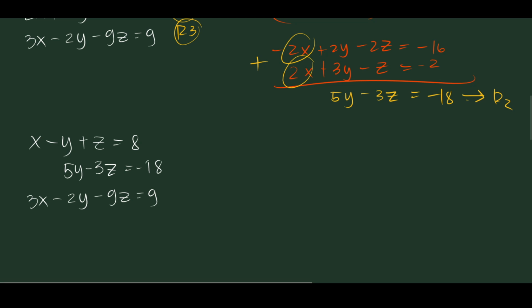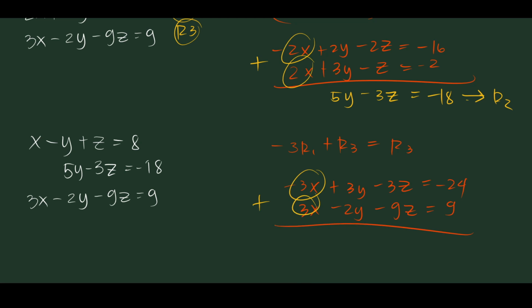So let's write our operation here: negative 3 multiplied by R1, and then we will add that to R3, and the result of that we will replace R3. Okay, let's do that. So R1, negative 3 times x, negative 3x plus 3y and then minus 3z is equal to, what's this, negative 24, right? Let's just copy our R3: 3x minus 2y minus 9z is equal to 9. Let's add these two.